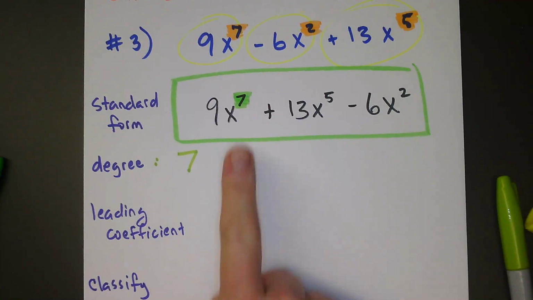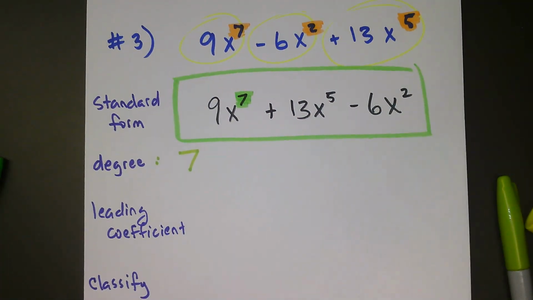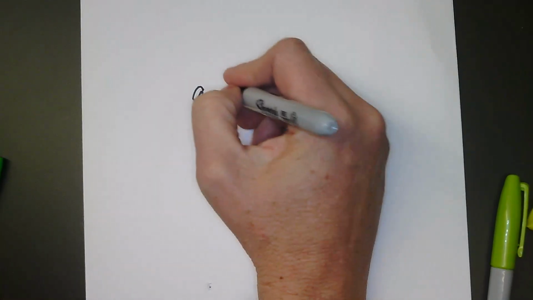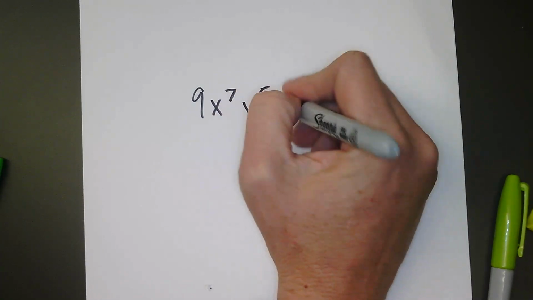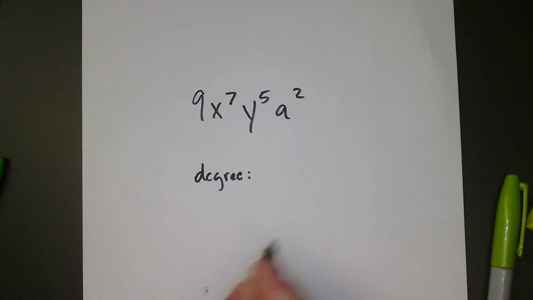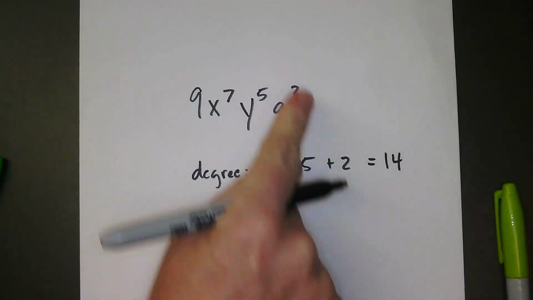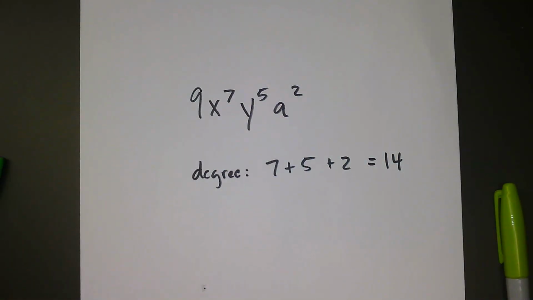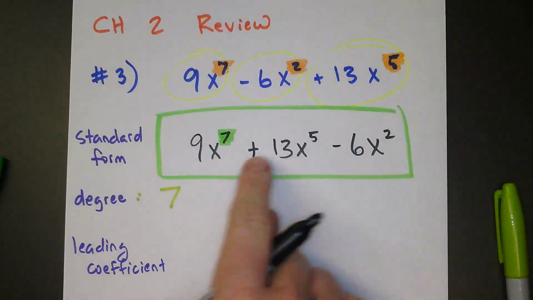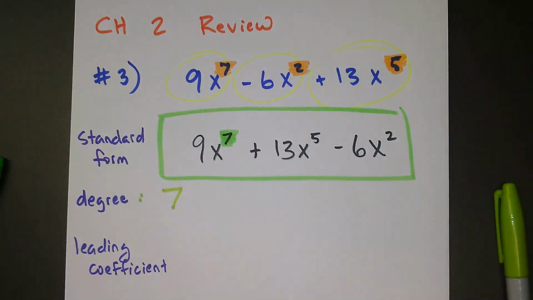Okay. There's a tendency sometimes for people to want to add the 7 and the 5 and the 2, and that would only happen if it was all within a single monomial like this, 9x to the 7th, and then maybe like y to the 5th, a squared. So on this thing, the degree would actually be the 7 plus the 5 plus the 2, which would be 14. But that's because this is one single contained piece. This is a monomial. This polynomial is 3 distinct pieces separated by addition or subtraction. So the degree for the whole thing is just the degree on the highest degree piece.